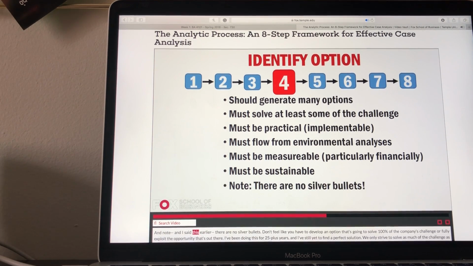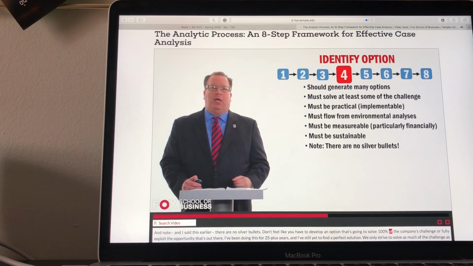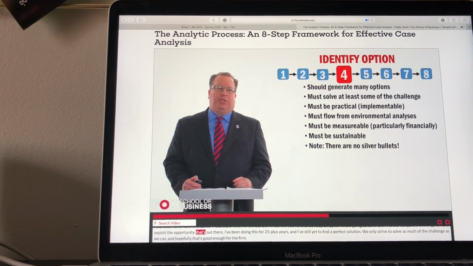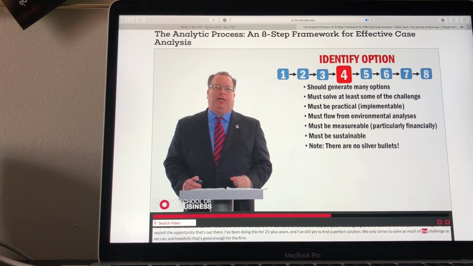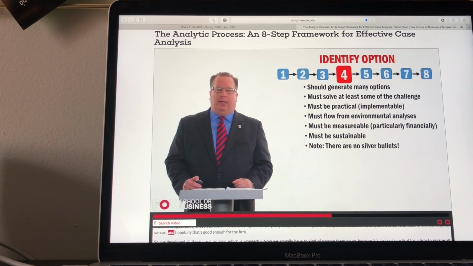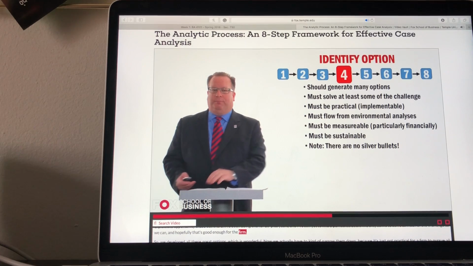And note, and I said this earlier, there are no silver bullets. Don't feel like you have to develop an option that's going to solve 100% of the company's challenge or fully exploit the opportunity that's out there. I've been doing this for 25 plus years, and I'm still yet to find a perfect solution. We only strive to solve as much of the challenge as we can, and hopefully that's good enough for the firm.